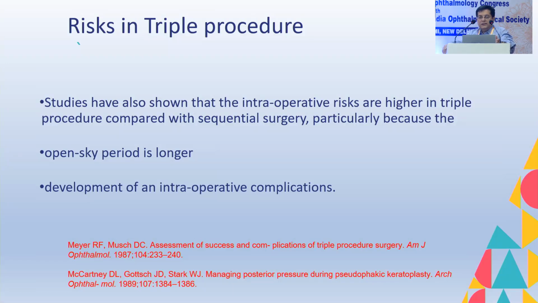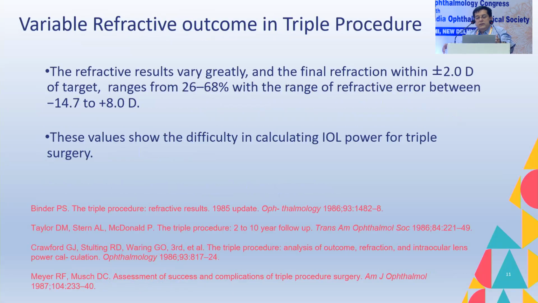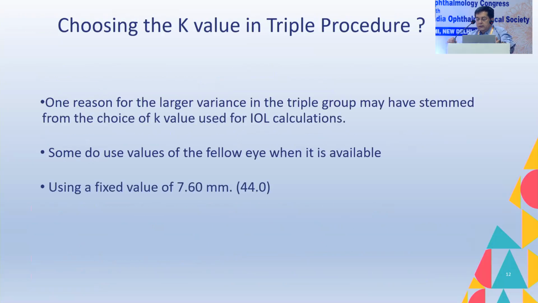Those of us who do corneal transplants would know that doing cataract surgery in an open sky is not a very easy surgery. There are risks involved, and if there is an upthrust, there is a problem in doing the ECC and putting in an IOL. And as I said, there are variable refractive outcomes in the triple procedure. In this particular study, they saw that the refractive outcome could be as varied as -14.7 D spherical to +8 spherical. So there is a difficulty in calculating IOL power in a triple procedure.